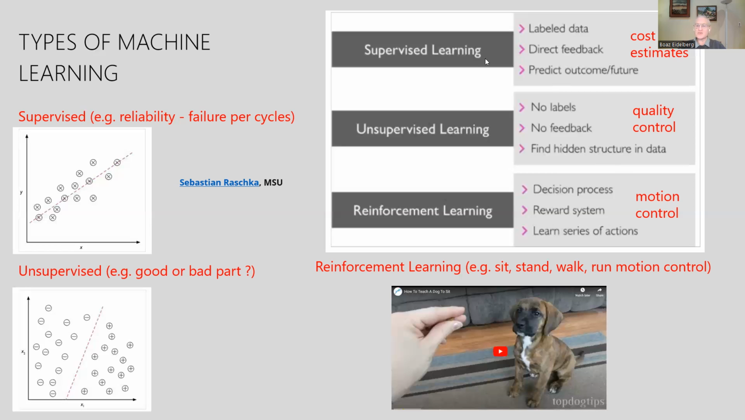it. In general, supervised learning is labeled data. It gets direct feedback with the input and output, and you can predict outcome for the future. Unsupervised learning has no labels, it has no feedback, and we find hidden structures in the data. And reinforcement learning is a decision-making process. It is having a reward function and also learns a series of actions by trial and error.